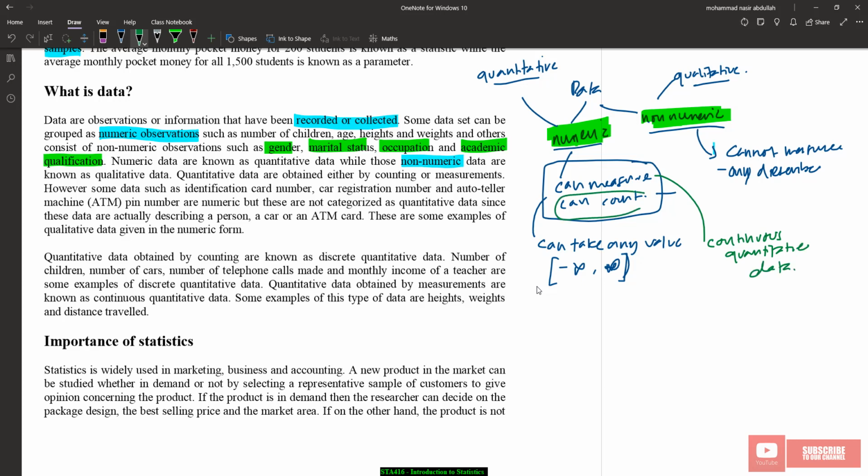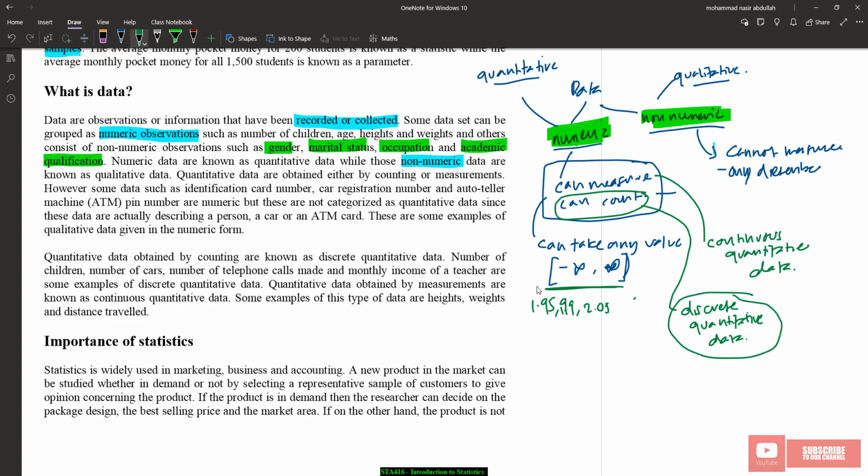And this one, the numerical data that can be counted is called discrete quantitative data. Right. So what is the difference between continuous and discrete? Continuous quantitative data is numerical data where any value within this range is possible. Maksudnya, we can have 1.95, 1.99, 2.05 until infinity lah. Any value within this range is possible. But for discrete quantitative data, this is count data, right?